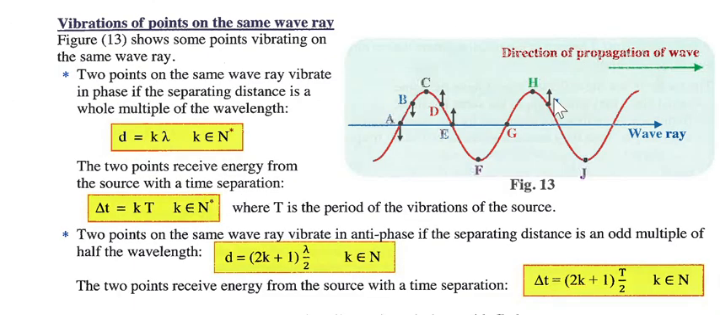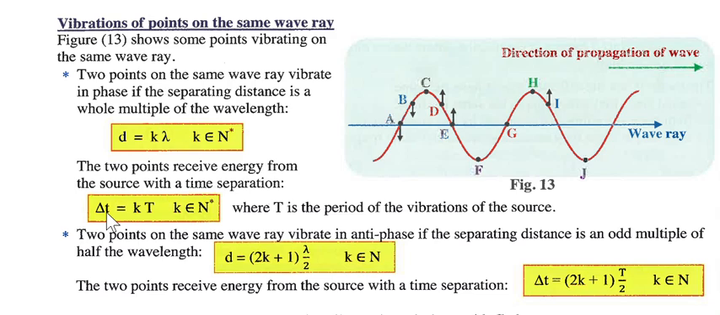Now, how can I determine the vibratory state from the distance between the 2 points? First of all, if the distance between 2 points is a whole natural number different than zero of the wavelength, meaning when d is equal to k lambda, in this case, the 2 points vibrate in phase. Same thing regarding the time that separates them, the time separation of the 2 points.